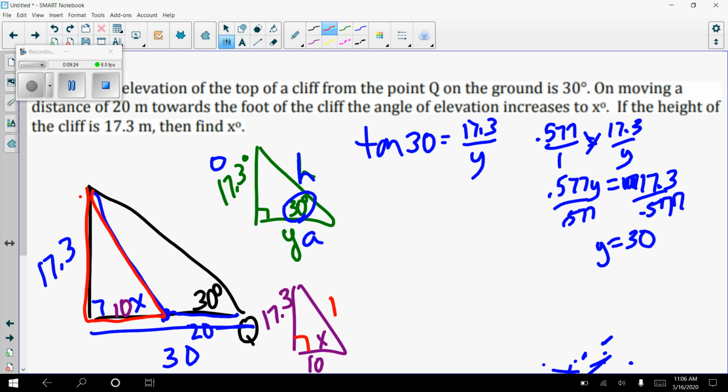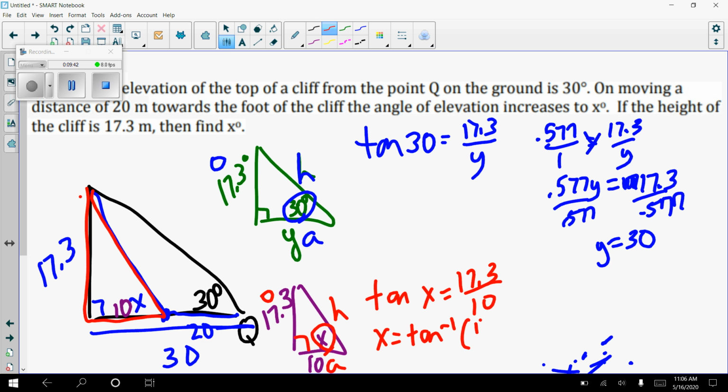Okay, so we label hypotenuse. Here's our angle, opposite, adjacent. So we're going to use tangent. We're looking for the angle, so it's the tangent of x, opposite over adjacent, so 17.3 over 10. So I'm going to do x equals tan inverse of 17.3 over 10. So 17.3 divided by 10, I get 60 degrees. Okay, so the angle is 60 degrees.